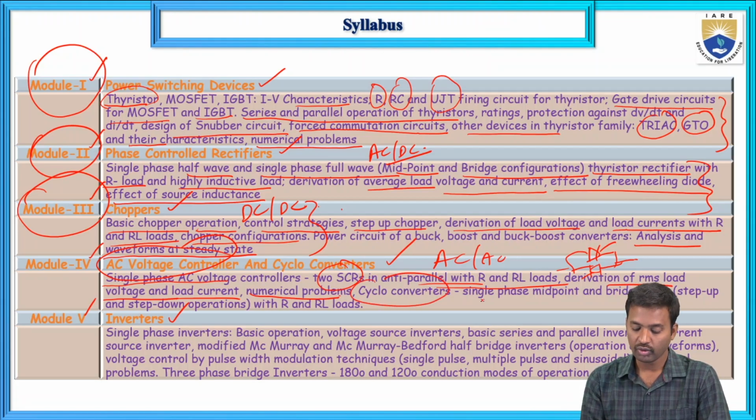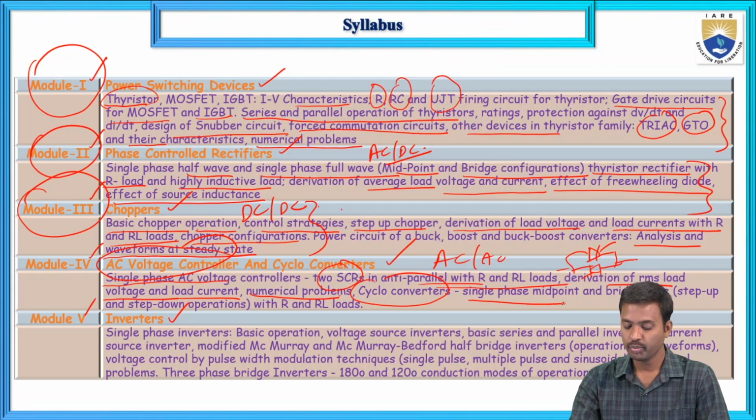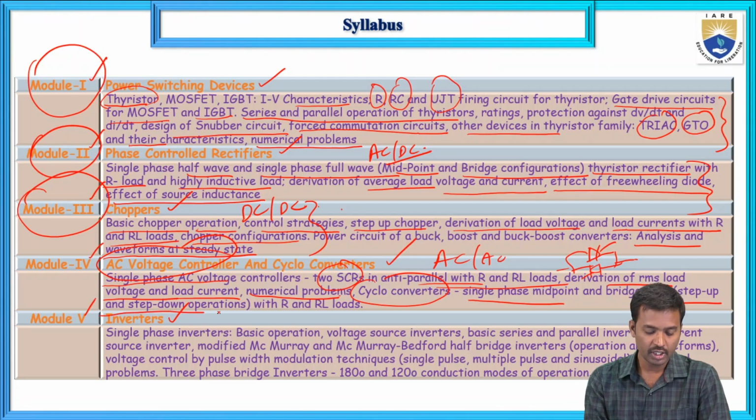Next, cycloconverters. In this, single phase midpoint and bridge type, step up and step down operations with R and RL loads.